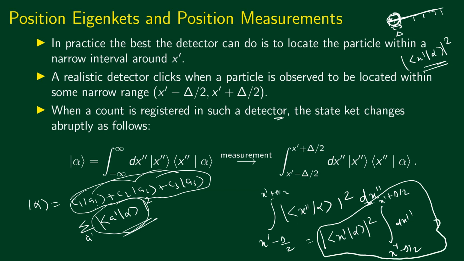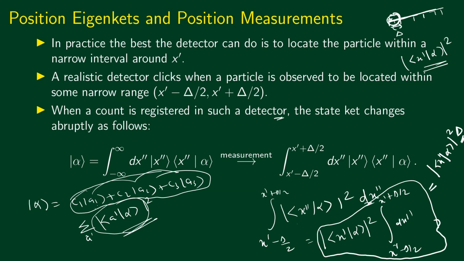we just integrate dx double prime. It gives you x double prime. You apply the limits, so it becomes x prime plus delta by 2 minus x prime minus delta by 2. Okay, so you just integrate and substitute the limit. This becomes modulus square of bra x prime ket alpha times delta. Okay, so the probability of finding the particle within this interval can be written as modulus square of bra x prime ket alpha multiplied by the width of the interval.